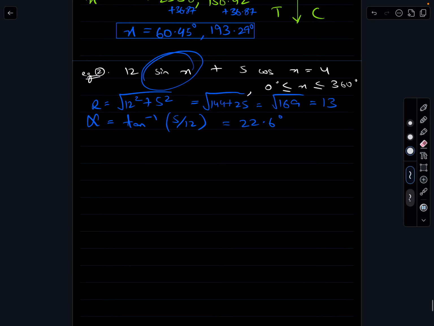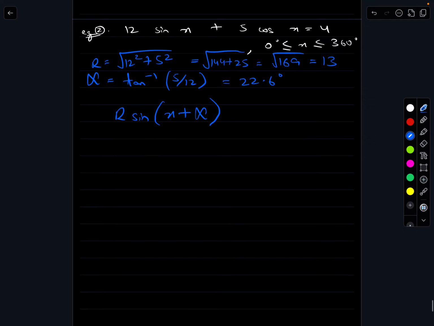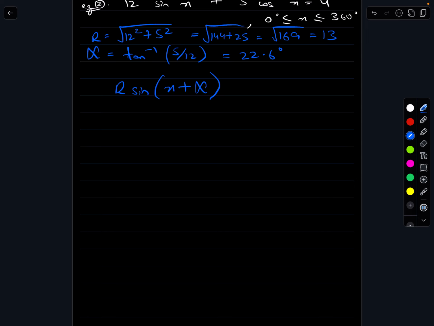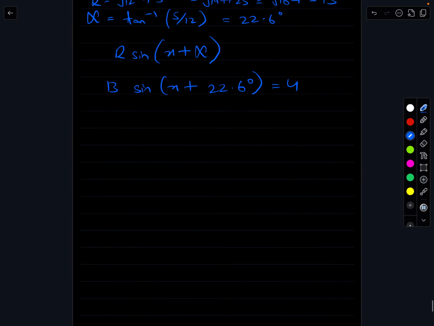I have a sine first and a plus here. Thus, it's going to be something like r sine x plus alpha, because in case of sine, plus goes with a plus. R is 13 sine x plus 22.6 degrees is equal to 4, which remains as it is. We'll simplify this, and this will become sine x plus 22.6 degrees equals 4 over 13.